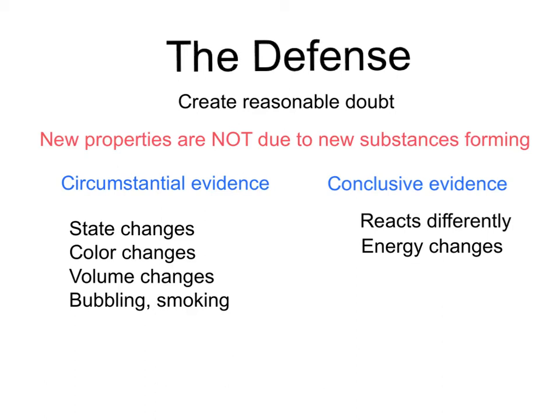So if there are new properties, you have to be able to explain those properties away as physical changes. For example, if the state changed, you need to be able to say, well, the state changed because we changed the temperature. And as soon as the temperature was brought back to where it was before, the state went back to being what it was when we started.